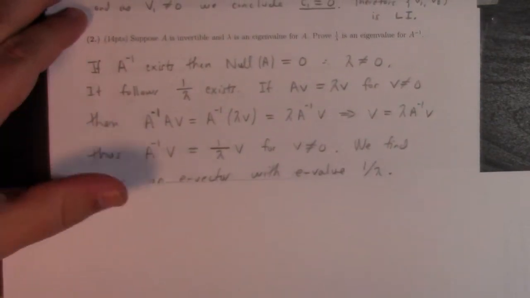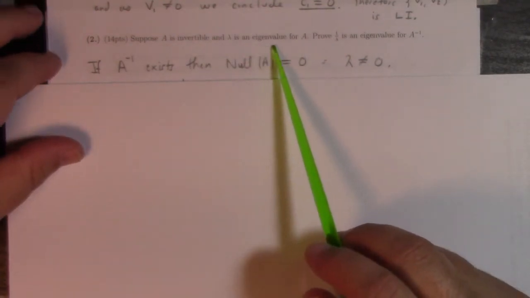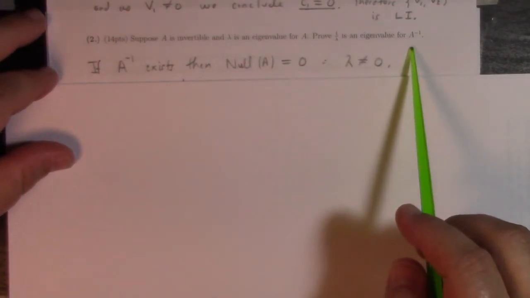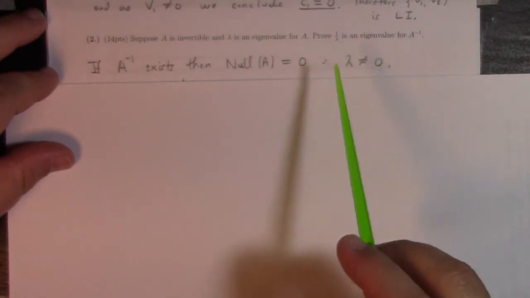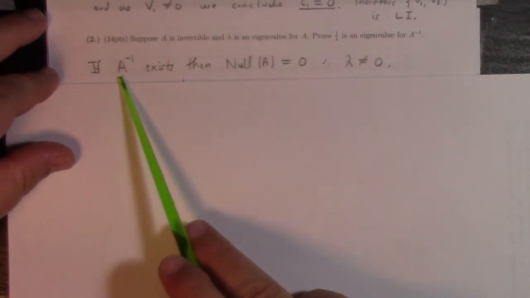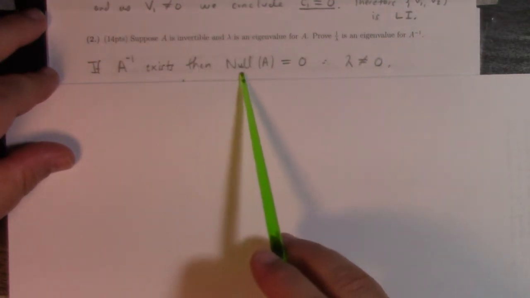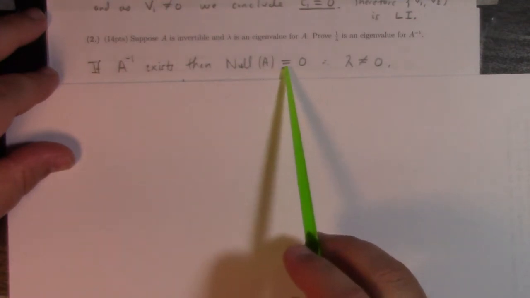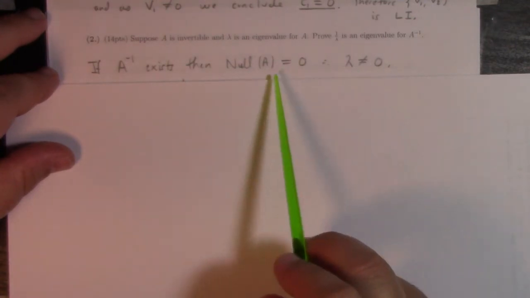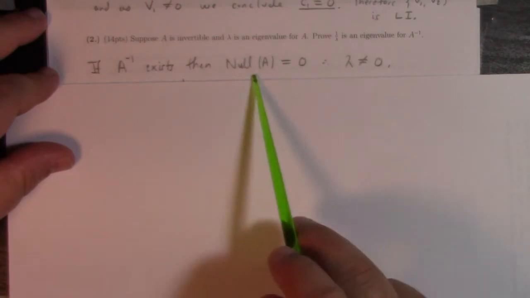Alright, next up here. Suppose A is invertible and lambda is an eigenvalue for A. Prove that 1 over lambda is an eigenvalue for A inverse. Alright? So, first of all, if A inverse exists, that means that the null space of A is 0. Therefore, lambda is not equal to 0. In other words, there is no 0 eigenvector.